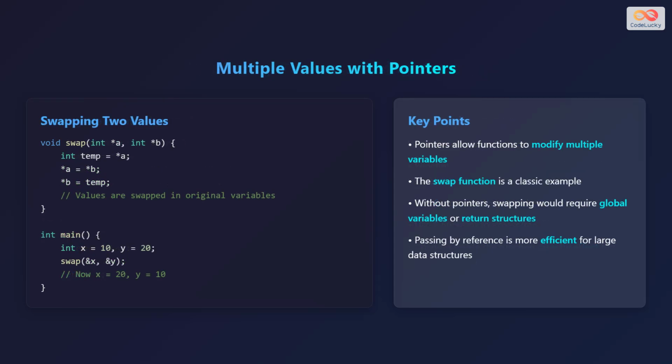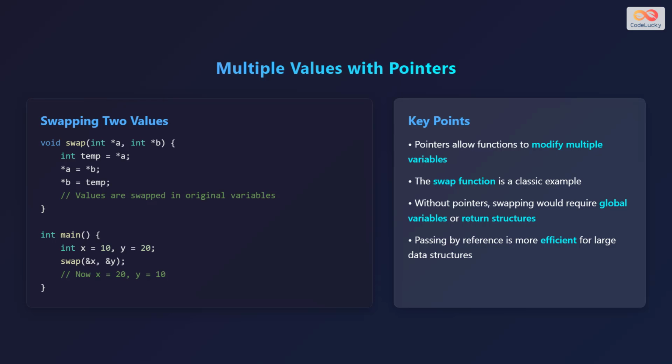Pointers can also be used to modify multiple values within a function. Take the example of swapping two values. The swap function takes two pointers to integers, a and b. Inside the function, a temporary variable temp stores the value pointed to by a. Then the value pointed to by a is replaced with the value pointed to by b, and the value pointed to by b is set to temp. This effectively swaps the values of the original variables.